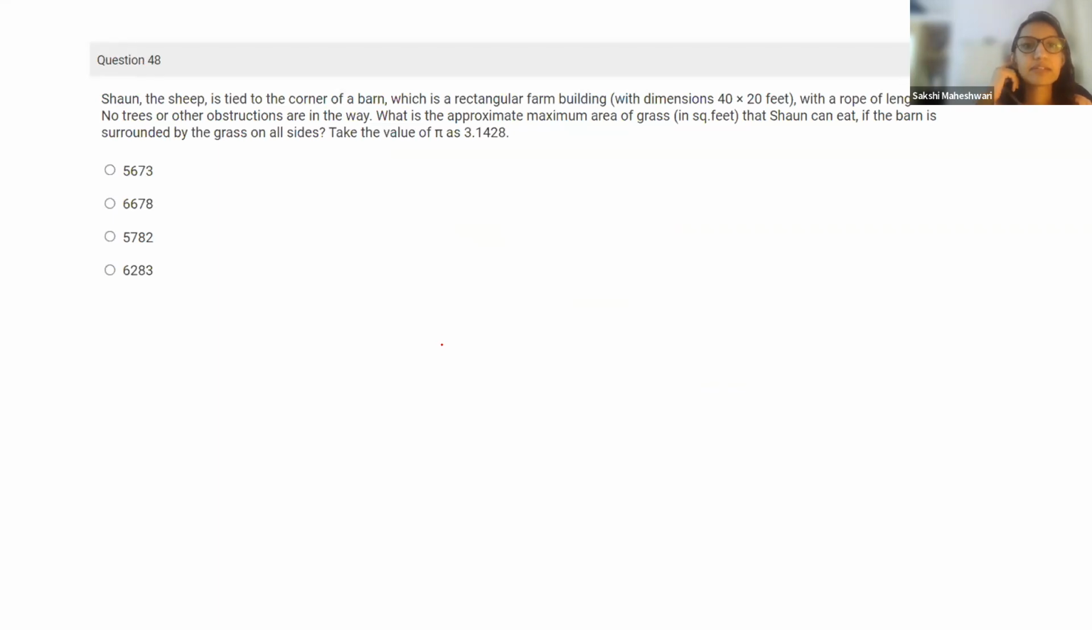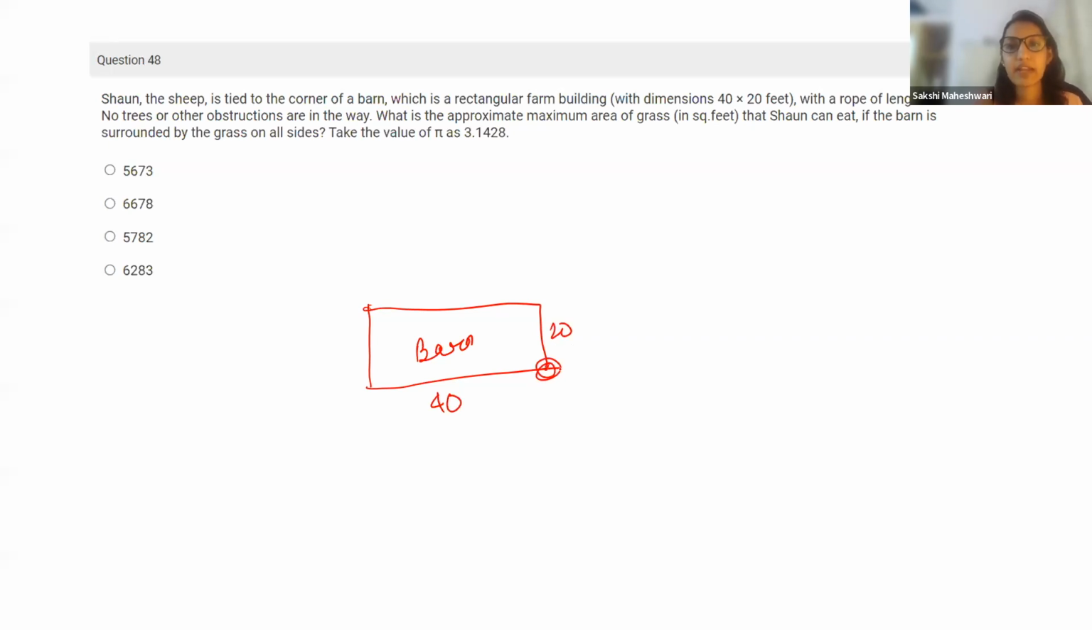Now, the next question is: a sheep is tied to the corner of a barn, which is a rectangular farm building. So this is a barn, a rectangular farm building. Dimensions are 40 and 20. And for example, here the sheep is tied with a rope of length 50 meters. And there are no obstructions. Find the approximate area of grass that Sean can eat.